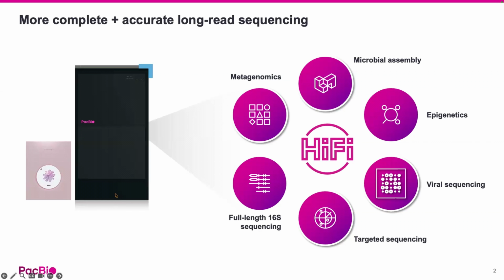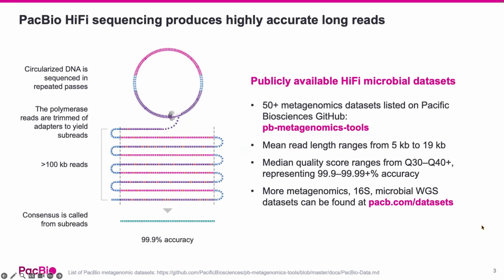Of course, with the Revio system, you can do more of these applications at the same time or expand into these applications in the future as your laboratory needs grow. And for microbial genomics, the applications can be metagenomics, microbial isolate assembly, epigenetics, viral sequencing, targeted sequencing, or full-length gene sequencing like 16S or ITS or 18S, for example.